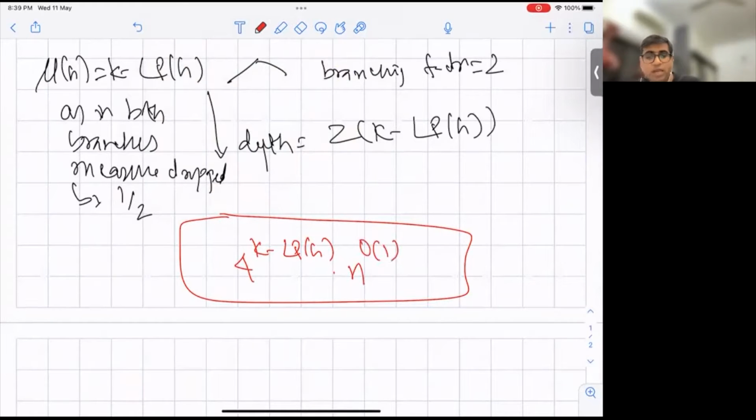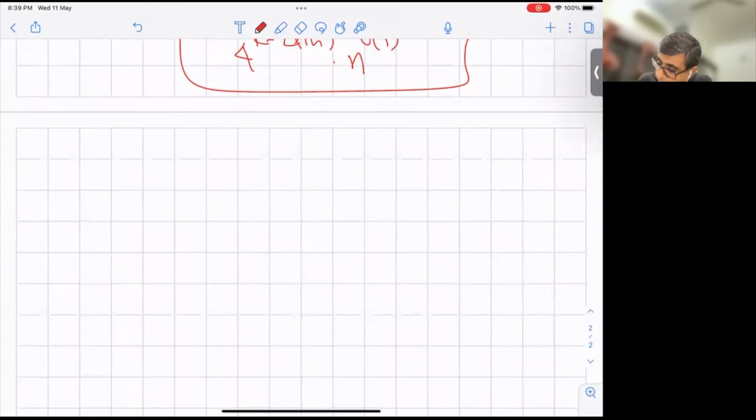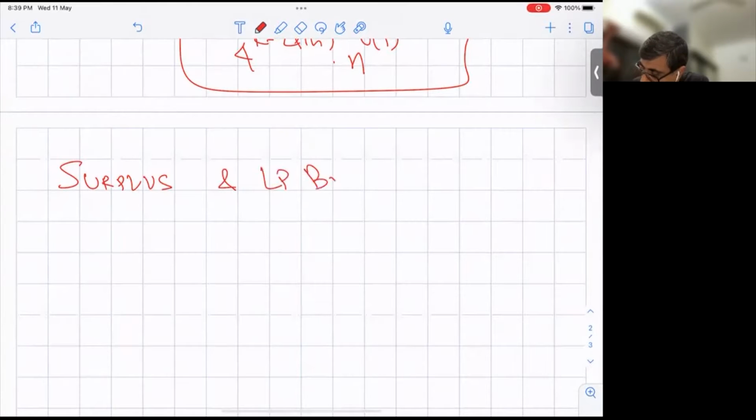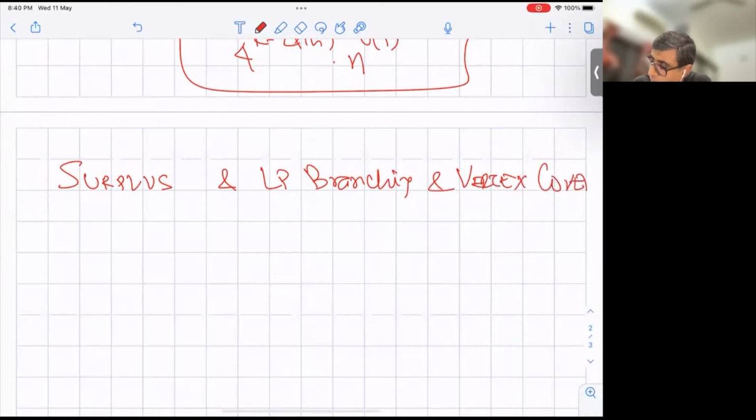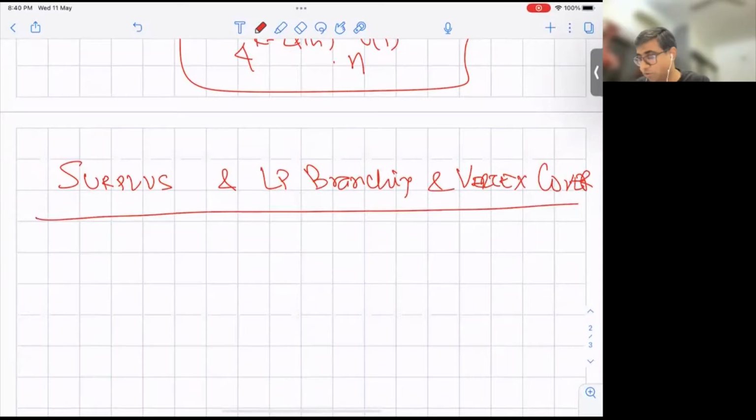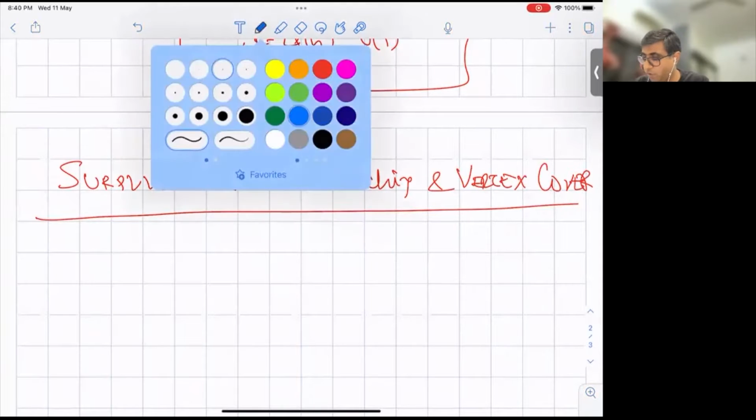Now after that, towards the end of our class, we started to talk about surplus and those kind of things. So today we will do what I call surplus and LP branching, whatever you want to call it. Even if you have switched off up until now, or you don't remember anything, it's okay.